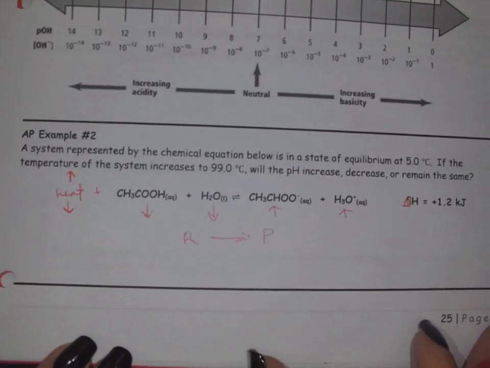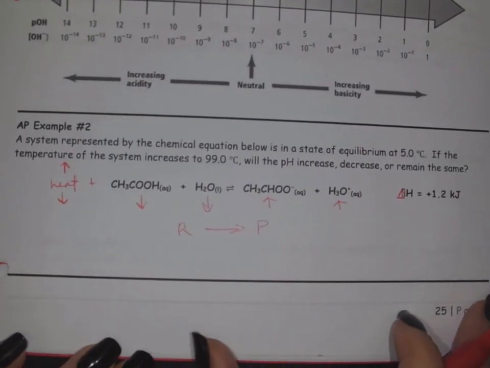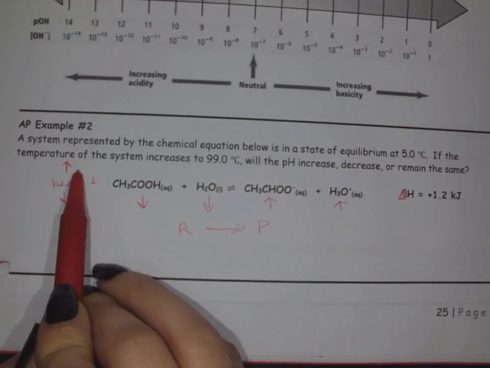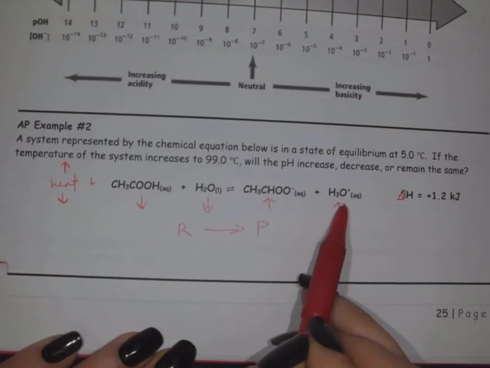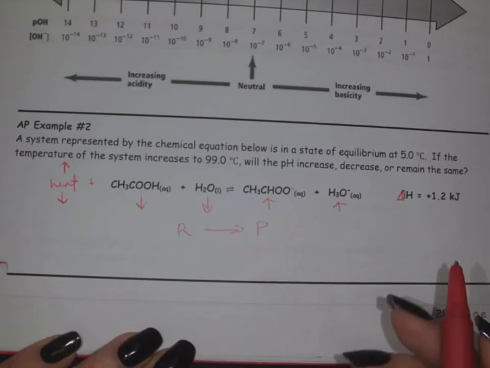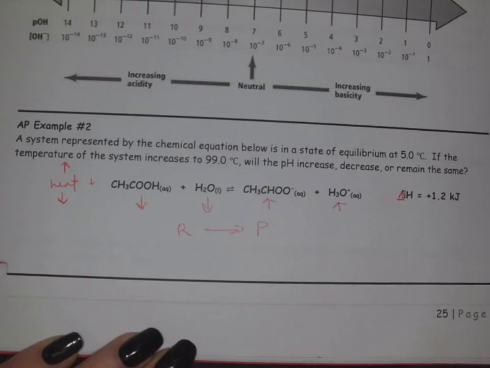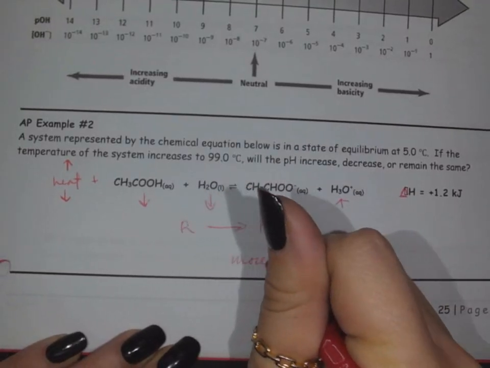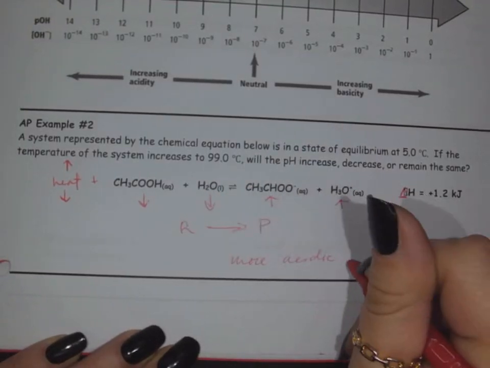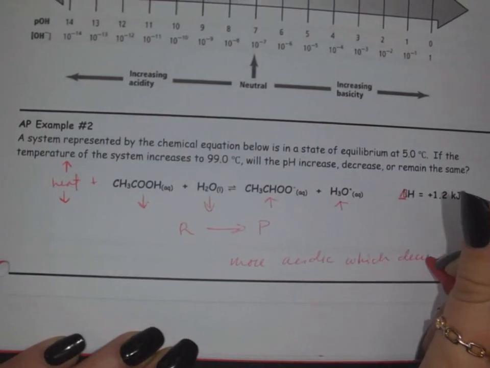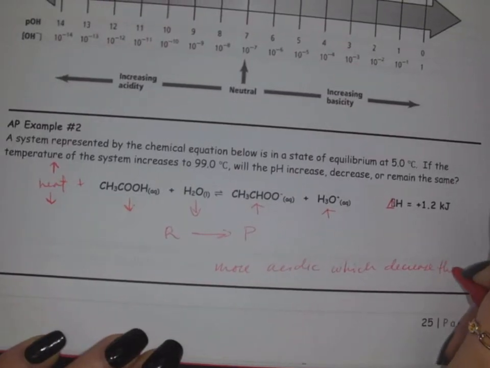Well, what is one of these products? Hydronium, H3O plus. And it turns out that if we add this stress, the result is an increase. The reaction is going to increase the amount of H3O plus. What did we say up above? If we increase the amount of H3O plus, it becomes more acidic, which decreases the pH.